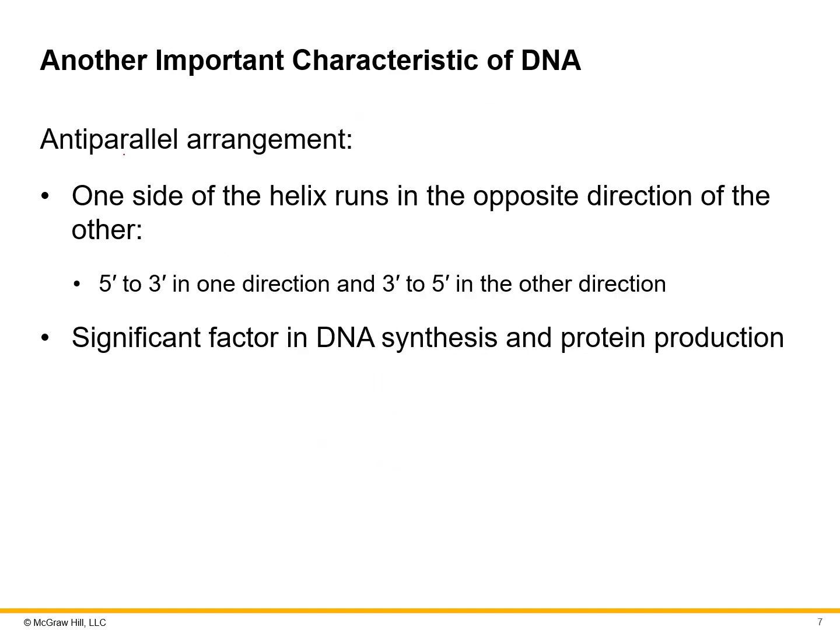Now the DNA also has an anti-parallel arrangement because it's double-stranded. It has 2 strands of these nucleotides. So one of the strands runs in the opposite direction of the other. So each nucleotide strand has a 5' and a 3' end. So one of those strands goes in the 5 to 3' direction. The other strand goes in the opposite, 3 to 5. So they're anti-parallel. And then there's a significant factor in DNA synthesis and protein production. So that's what the DNA is predominantly used for, to make more DNA to pass on to offspring and to make proteins for that phenotype.